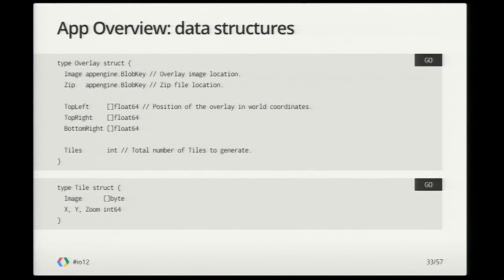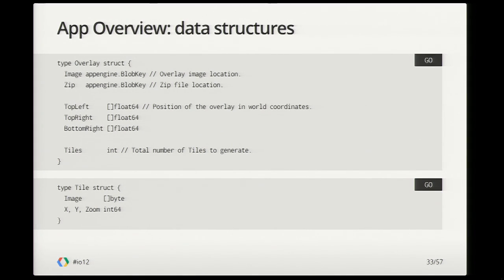When describing any app, a great place to start is with data structures, and our app has two very straightforward data structures. The first is the overlay structure, and these are both Go data structure definitions, which map directly to datastore entity records. At the top, the overlay struct represents any given map overlay. So when a user drags an overlay onto a map, along with the file upload, we create an overlay entity.